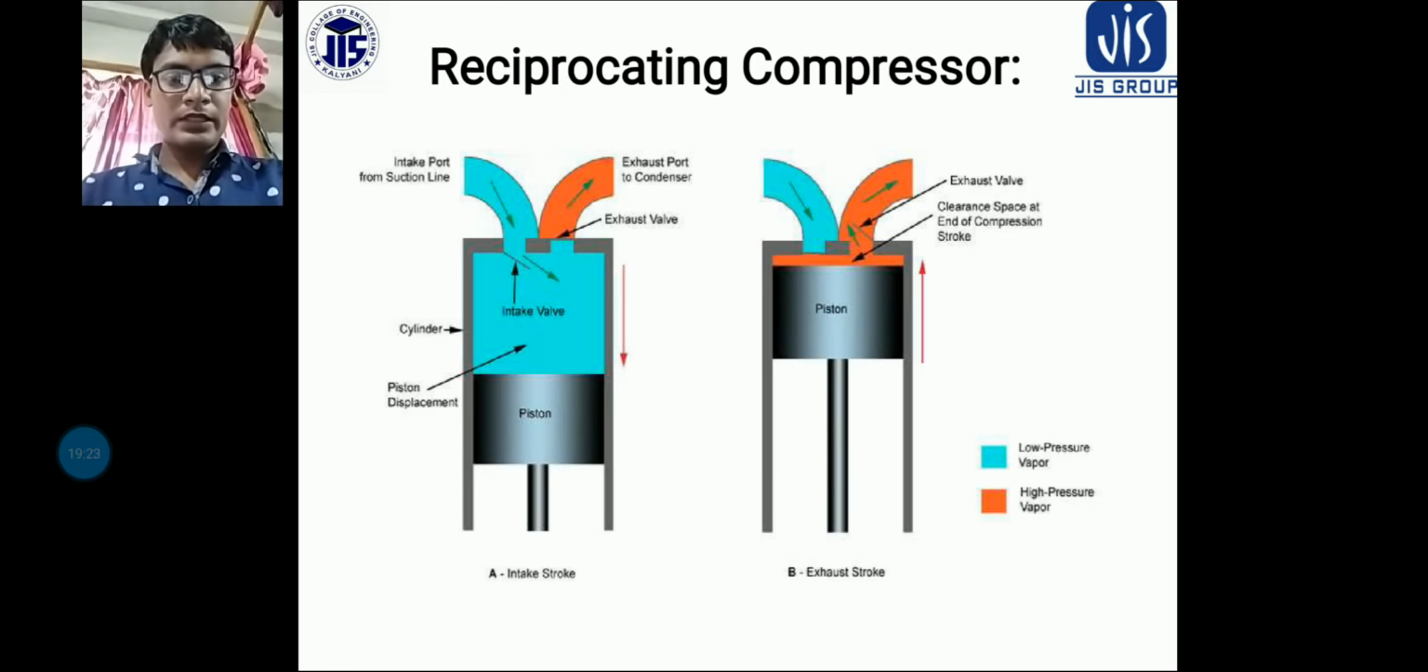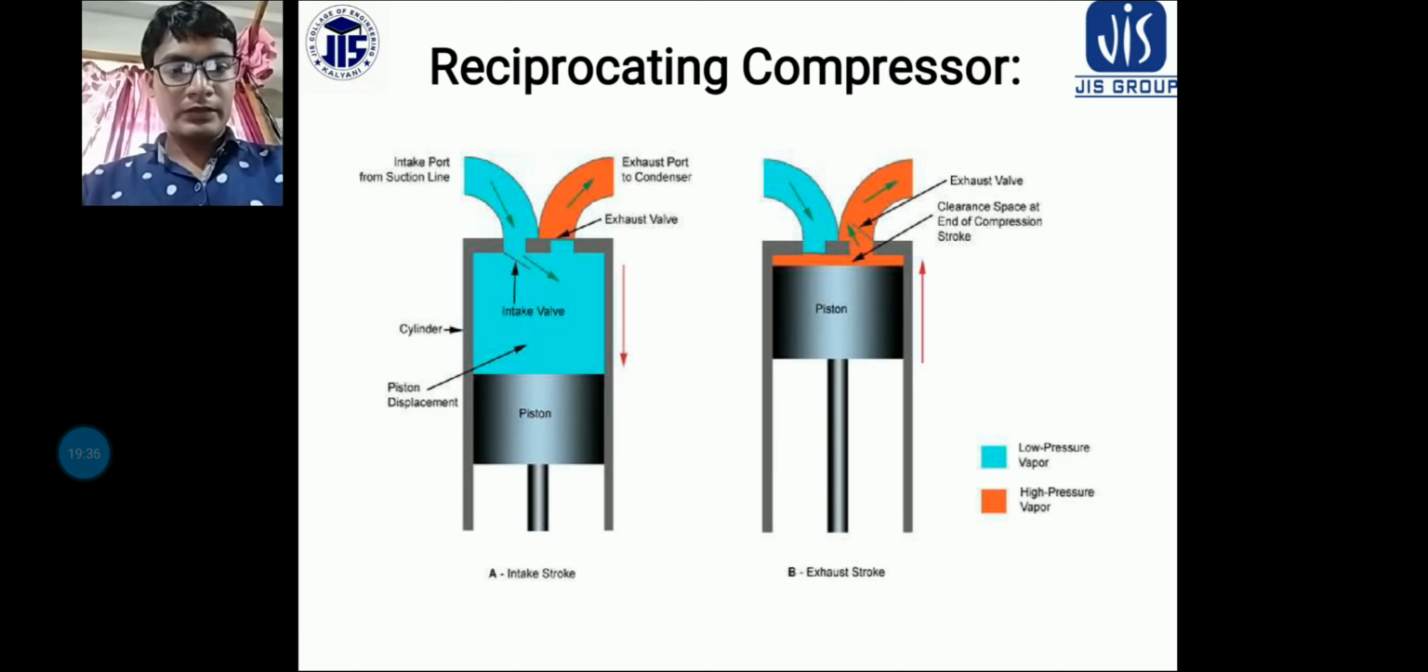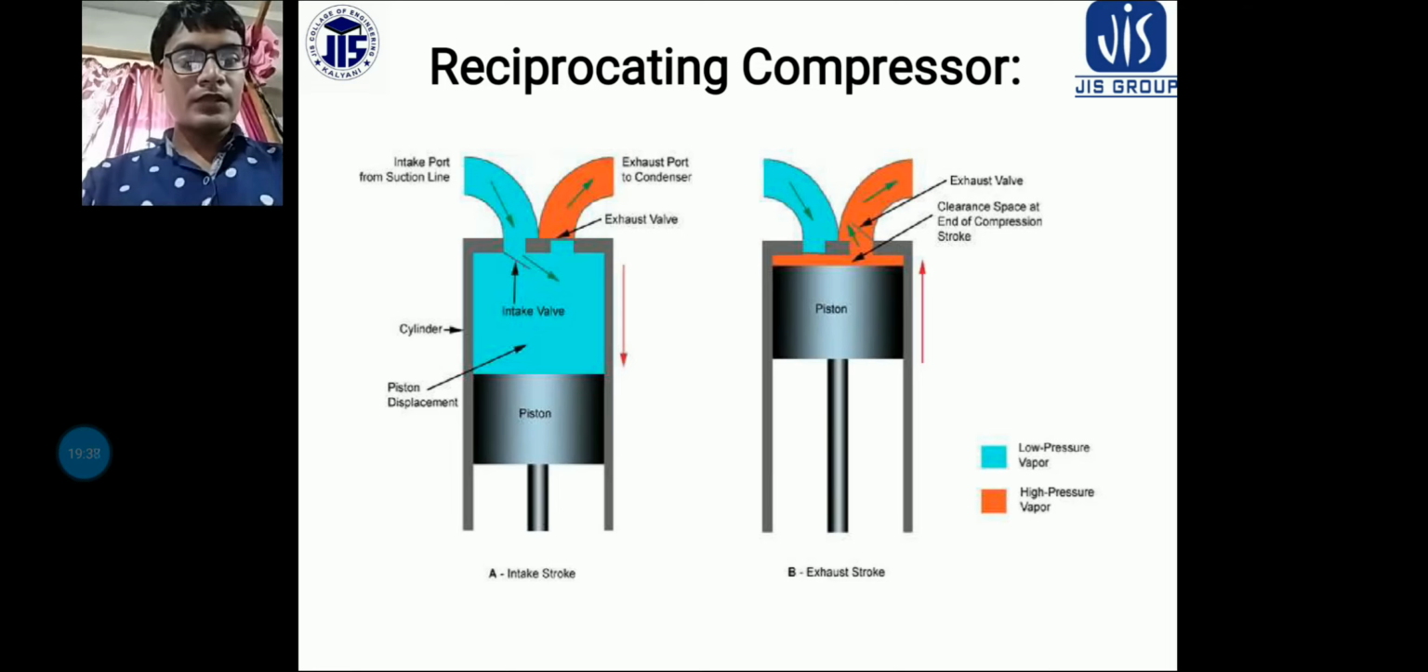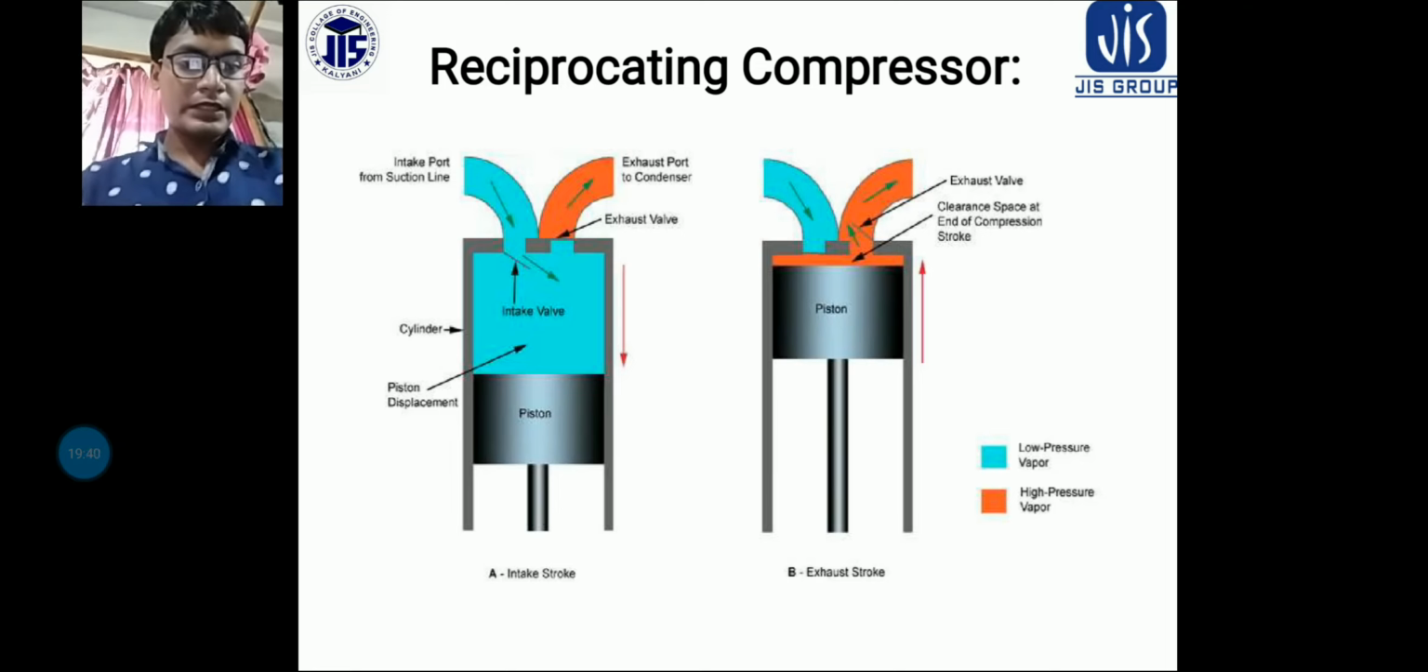Now the discharge pressure is denoted by PD. The absolute pressure of the refrigerant at the outlet of the compressor is called discharge pressure. So what is discharge pressure? The absolute pressure of the refrigerant at the outlet of the compressor is called discharge pressure.